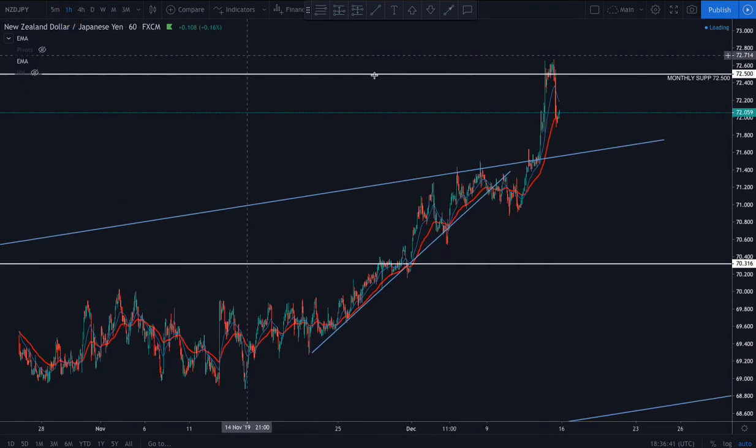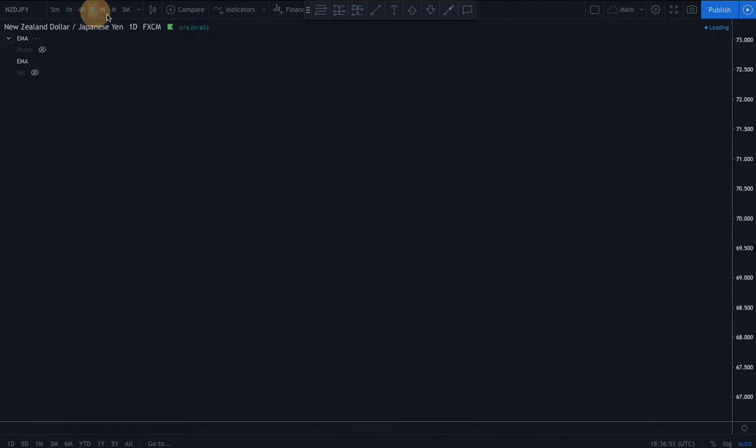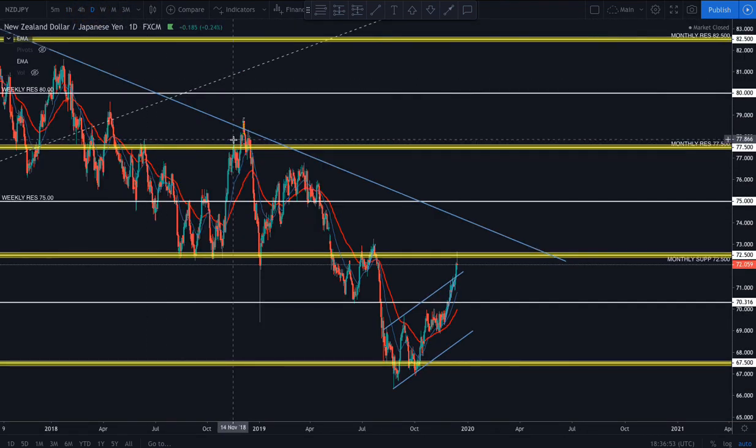And then the 1 hour, you can see it's rejected this 1 hour 50 EMA. So we haven't had like a break lower and then a retest. So nothing that really meets the strategy to take this lower. It is on my maybe list for the week, but I'm not sure at the moment.